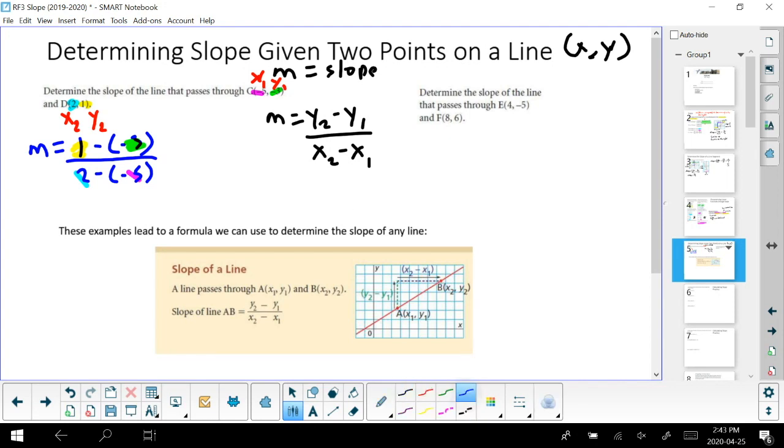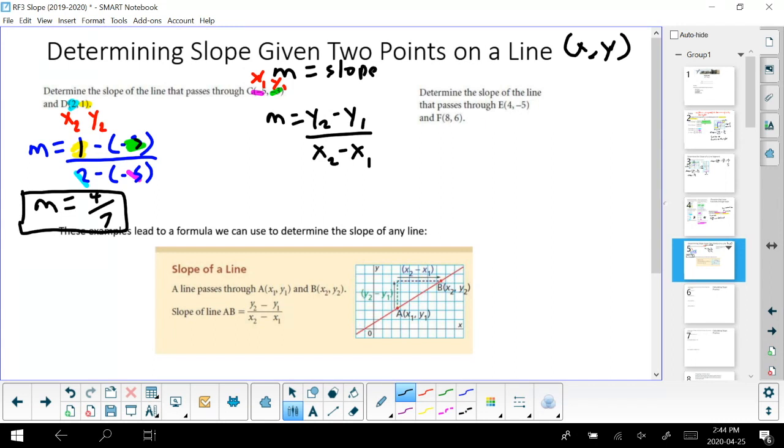Let's simplify this a little bit. 1 minus a negative 3 gives me 1 plus 3, which is a positive 4. And 2 minus a negative 5 is the same thing as 2 plus 5, which means I have a positive 7. So my slope of this line is 4 over 7. And we know that a slope of 4 over 7 really just means that for every 4 points or 4 units we move up, we're going to move 7 units to the right.